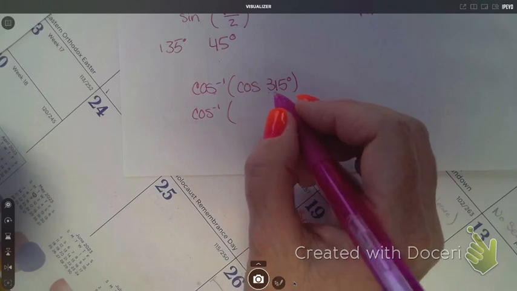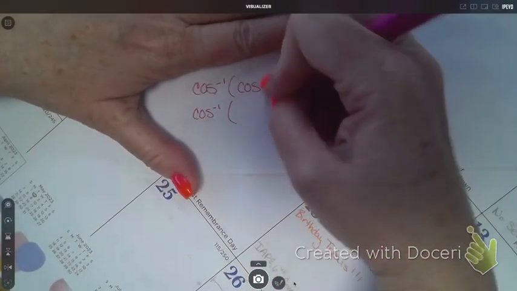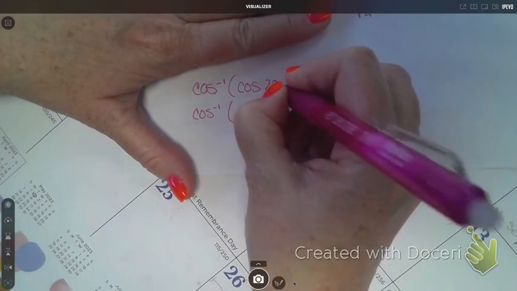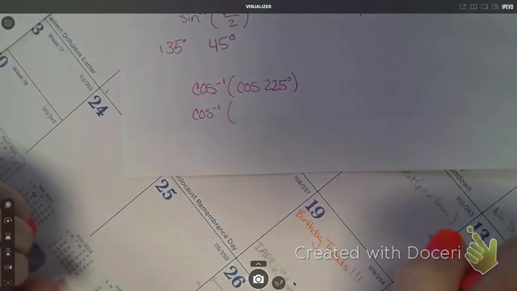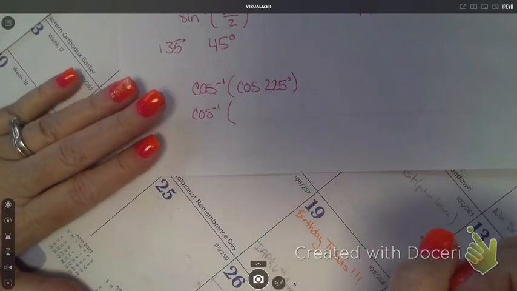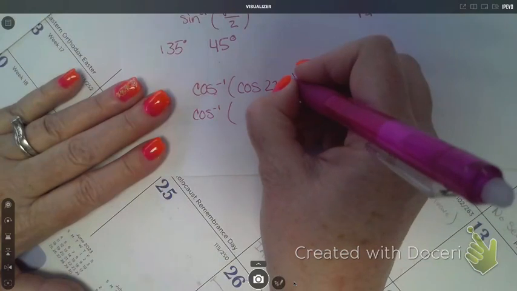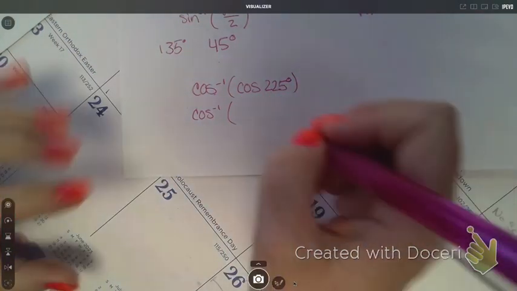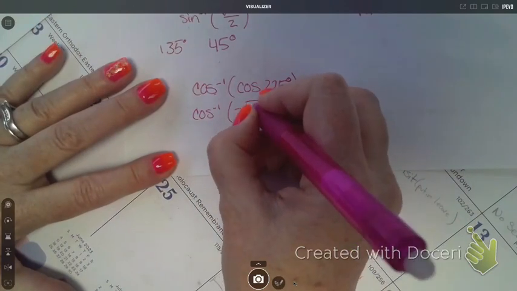Negative. Oh, wait, it's positive. I didn't want that one. 225. I want a negative. I was thinking sine when I picked 315. I would have known that if it was 315. Okay, so this would be negative, yes? Yep. So it'd be negative square root of 2 over 2.